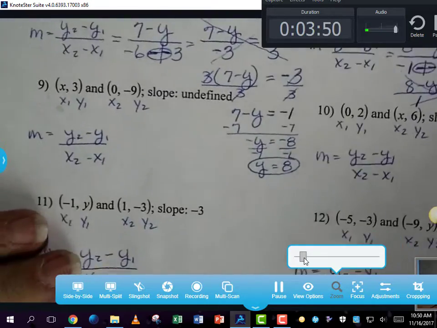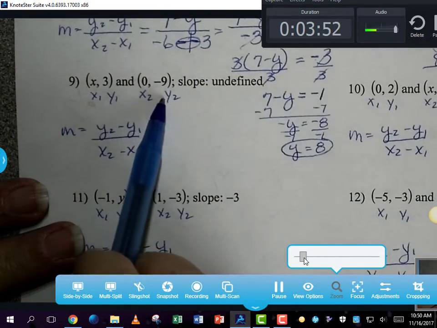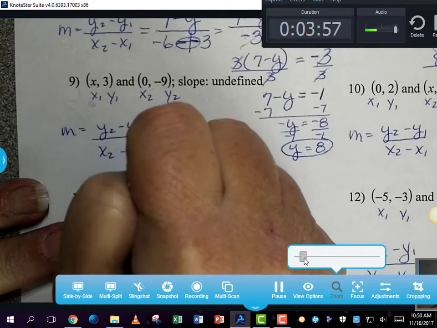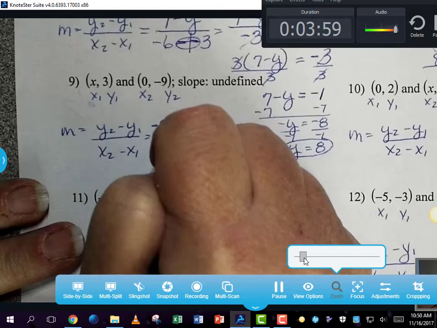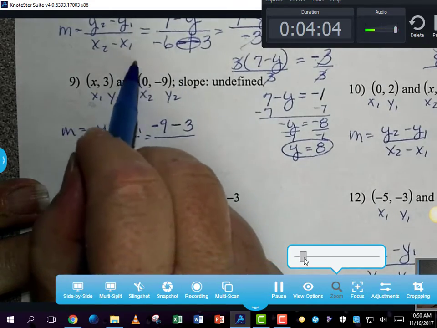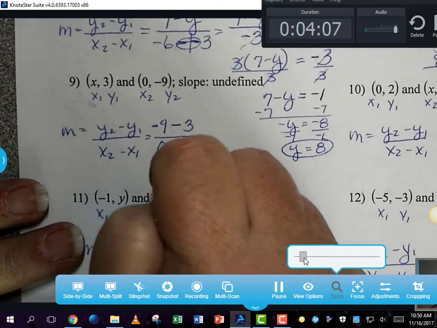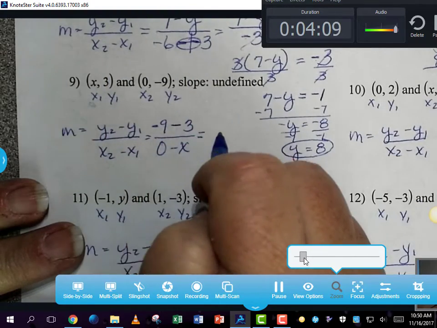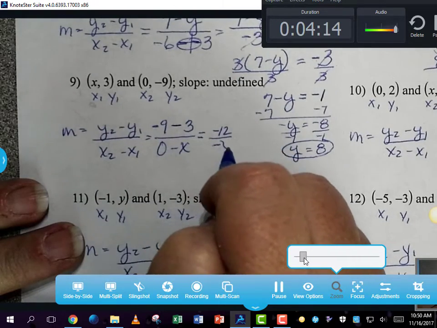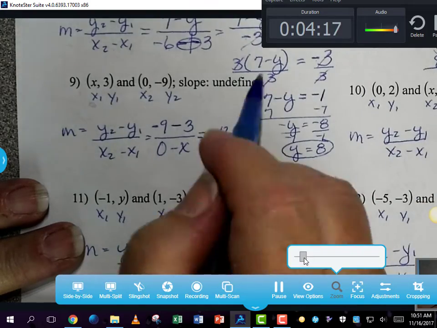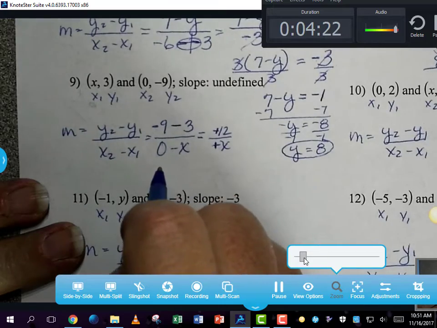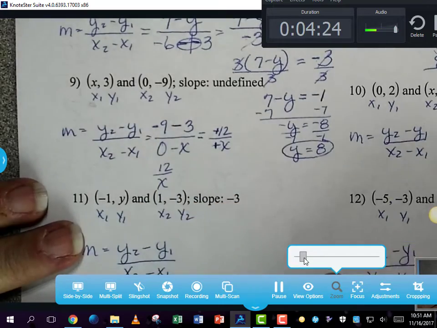All right, number 9. I'm going to have negative 9 minus 3. Negative 9 minus from the formula, positive 3, y sub 2 minus y sub 1. And in the denominator, I'm going to have 0 minus x. And when I simplify that, I'm going to get negative 12 over 0 minus x is just going to be the opposite of x. A negative divided by a negative is a positive. So I really end up, when I simplify, I really end up with 12 over positive x.